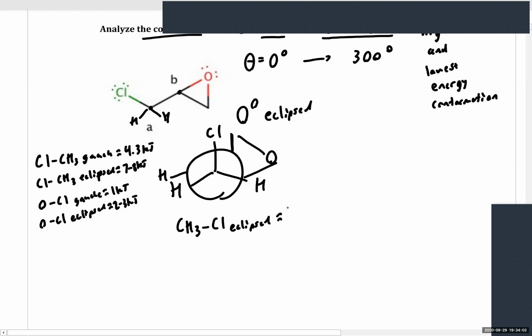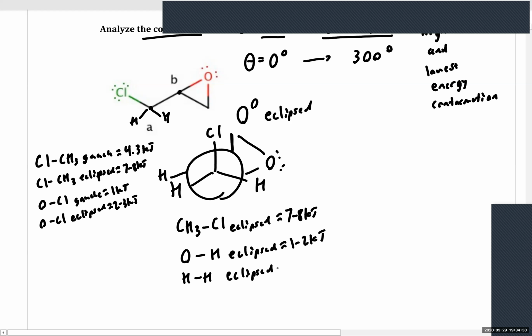And that in turn costs us. So our methyl chlorine eclipsed interaction costs us around 7 to 8 kilojoules. We have an oxygen hydrogen eclipsed interaction, which costs us approximately 1 to 2 kilojoules. And we have a hydrogen-hydrogen eclipsed interaction, which costs us around 4 kilojoules. This in total gives us 14 kilojoules of strain.